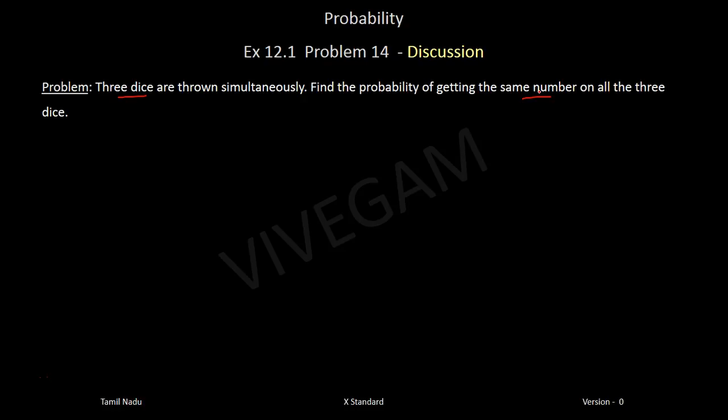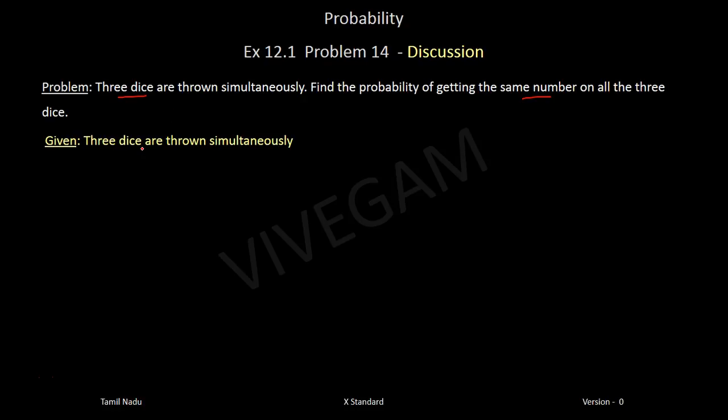Now, we have to find in how many ways you will get the same number. So what are the possibilities? All 3 showing 1, 1, 1, or 2, 2, 2, 3, 3, 3, 4, 4, 4, 5, 5, 5, and 6, 6, 6. So how many possibilities are there? We have 6 possible ways of getting the same number on all the 3. So the probability of that event is 6 divided by 216, which is the sample space. So that is 1 by 36. You got it? Let's do it.